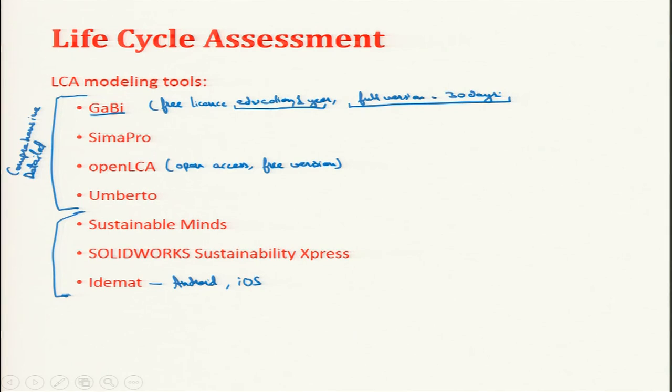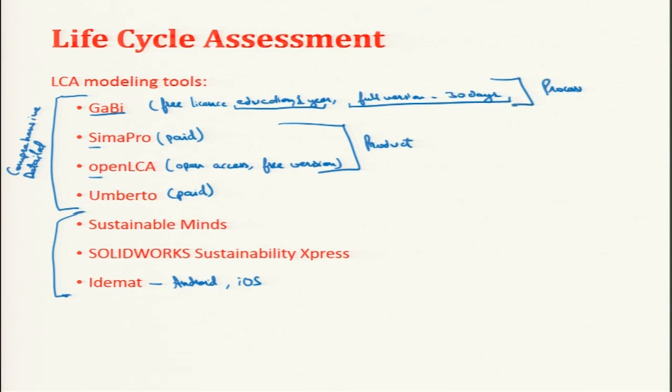And for Sima Pro, all licenses are paid. So this is completely paid. We don't have the free version for this. So Umberto is also paid. Now, while OpenLCA and Sima Pro are focused on one product, GABI is more focused on process. However, we can also consider product in GABI, but Sima Pro and OpenLCA are more focused on product.